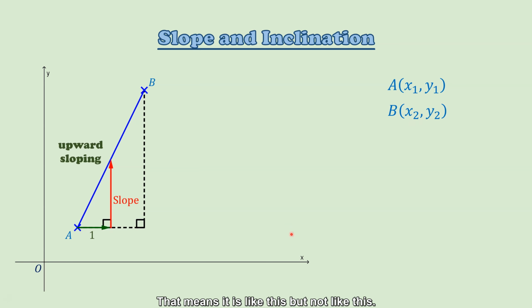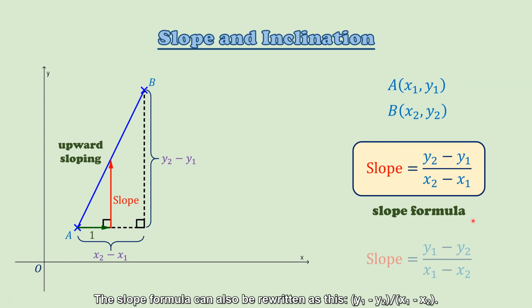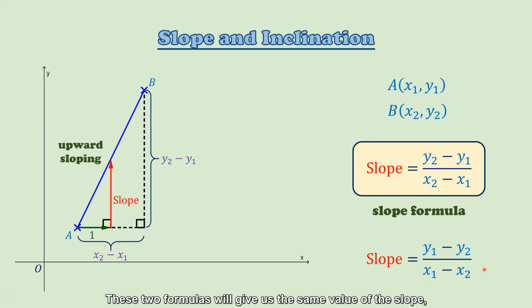This formula is called the slope formula, and we can use this formula to calculate the slope when the coordinates of 2 points are given. The slope formula can also be rewritten as this, y1 minus y2 over x1 minus x2. These two formulas will give us the same value of the slope, and that means when the numerator is 2 minus 1, the denominator should also be 2 minus 1, and when the numerator is 1 minus 2, the denominator is also 1 minus 2.